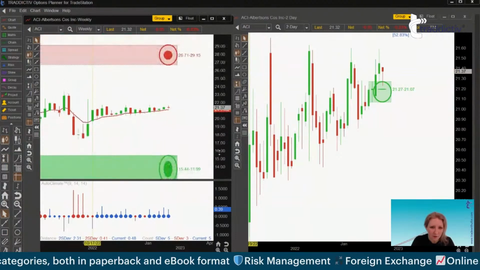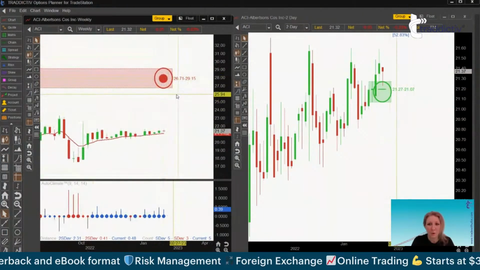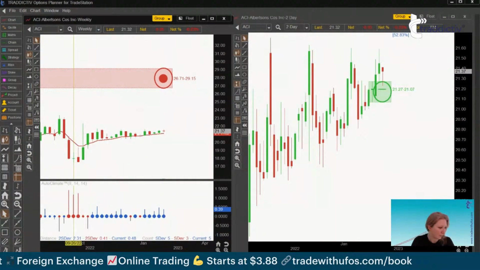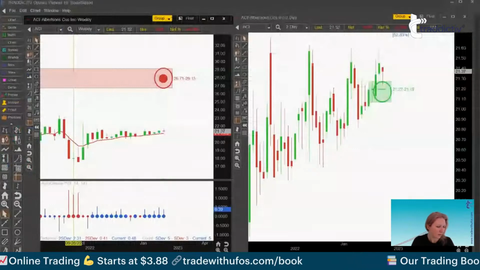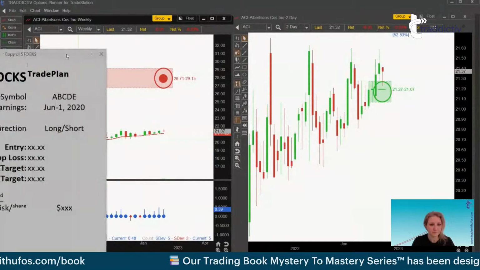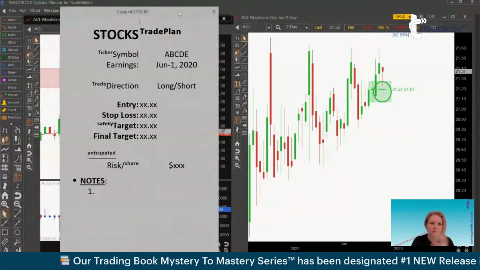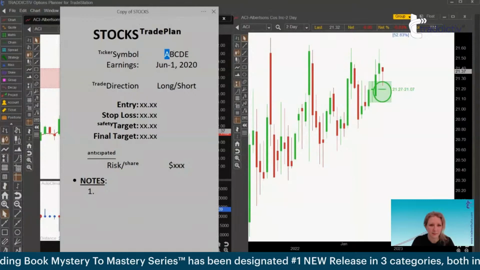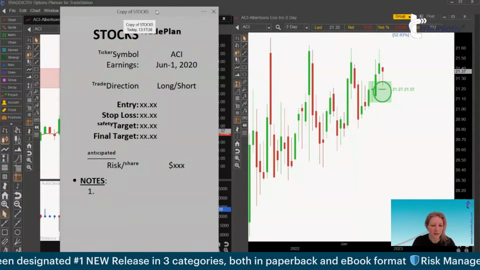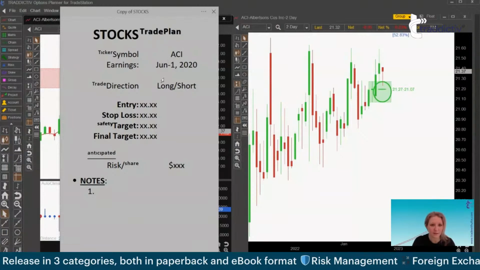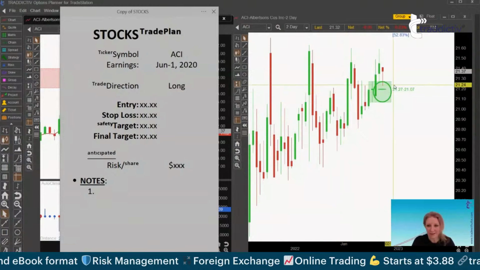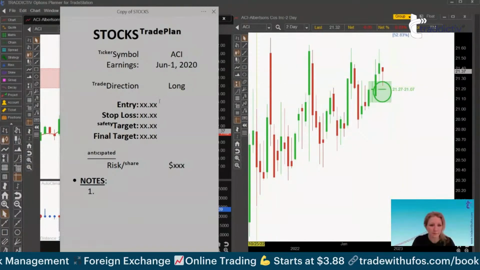In terms of our final target, we've got quite a decent amount of room to take this. So let's put this in. Now, let me bring up a sticky note here, which we can use to write this out for you so you guys can take it a step at a time. So the ticker symbol is ACI. The earnings, let's look at TradingView for that. So we'll come back to that. We're going to go long in this case. The entry, we're going to take the top line here, 21.27.